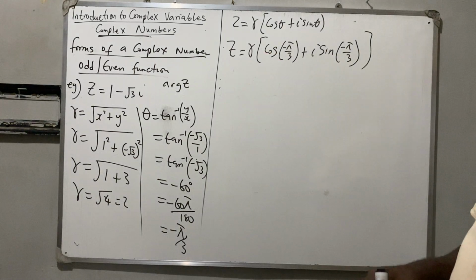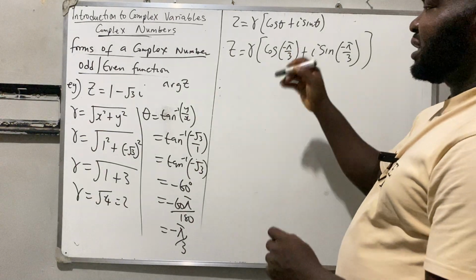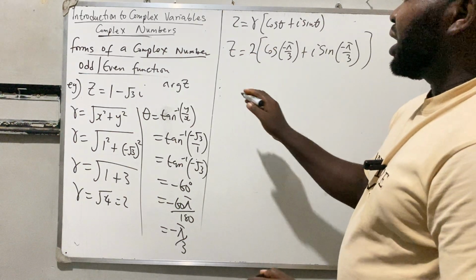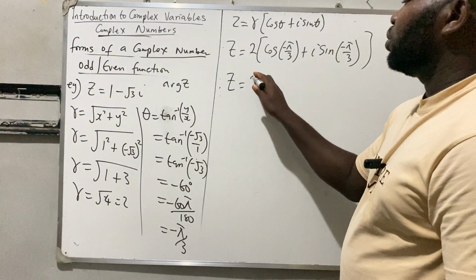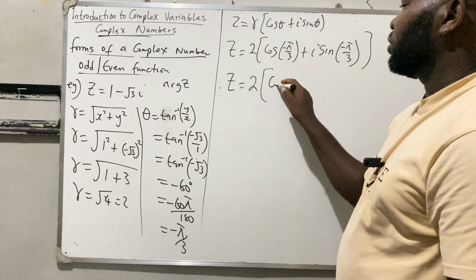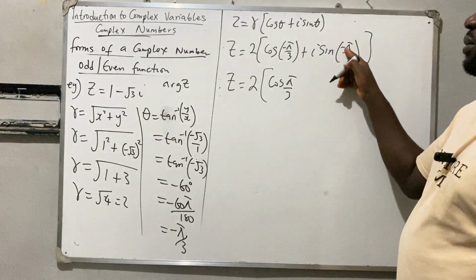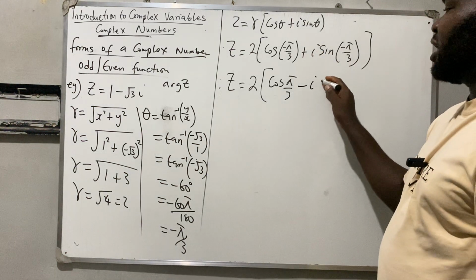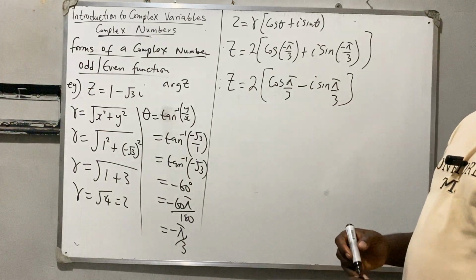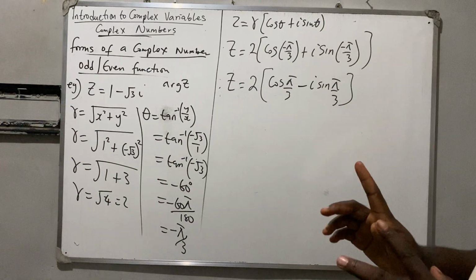The second answer is that since cos is an even function, the minus here can disappear. I have that my r is 2. Another answer here is that z is equal to 2 into cos pi over 3, because the minus disappears as cos is an even function. Sine is an odd function, so the minus will come outside. It will now be minus i sin pi over 3. So this is another answer to this.